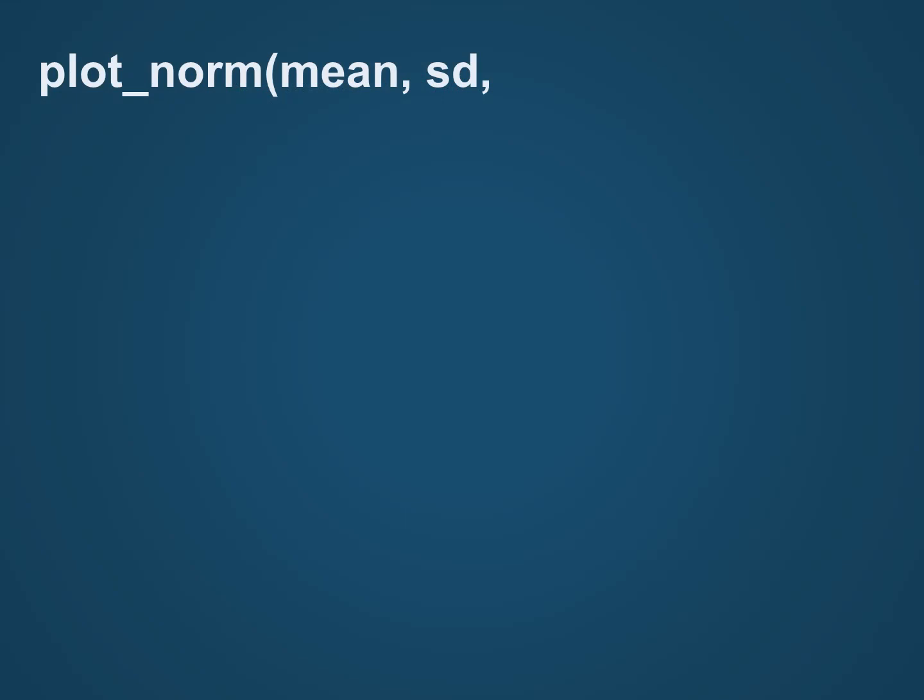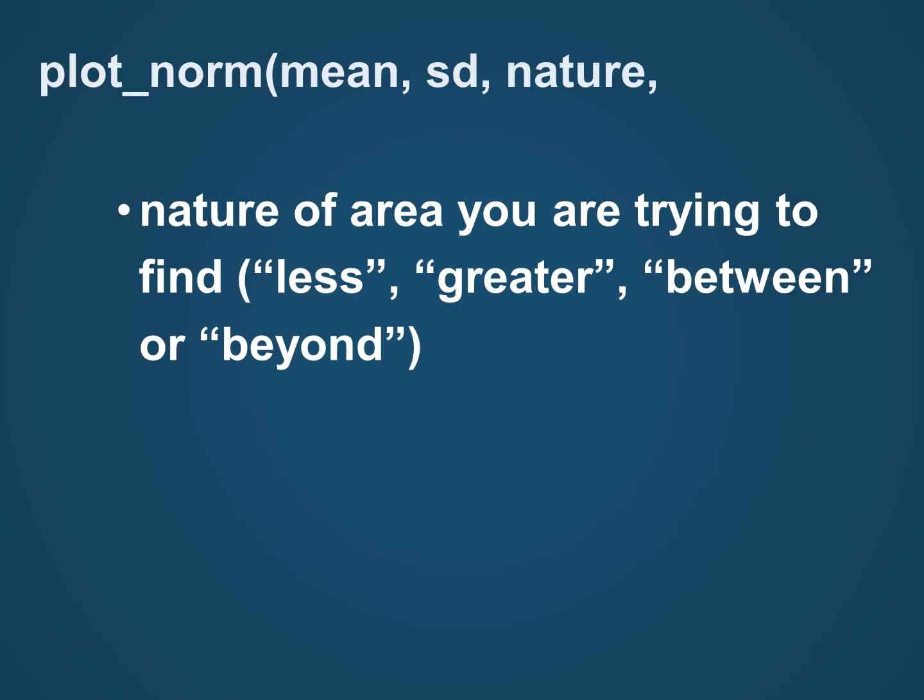It takes 4 inputs. The first and second are the mean and standard deviation. The third input refers to the nature of the area you are trying to find. It can be less than a specified value, greater than a value, between 2 values, or beyond 2 values. For the third input, you enter either less, greater, between, or beyond, and make sure you put those in parentheses.